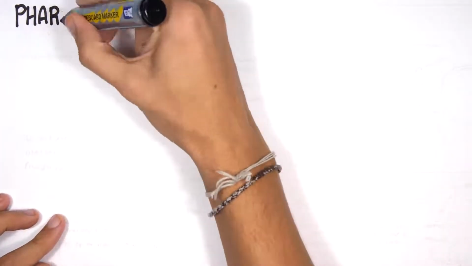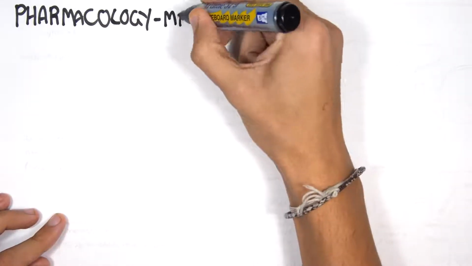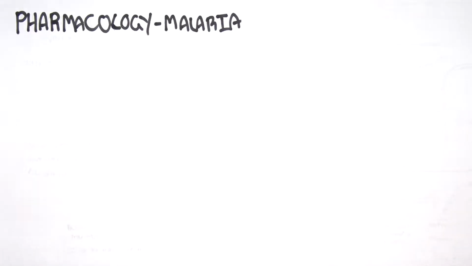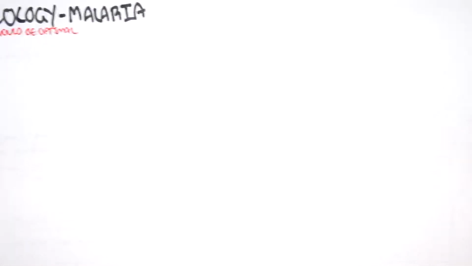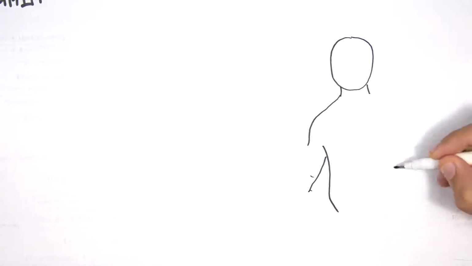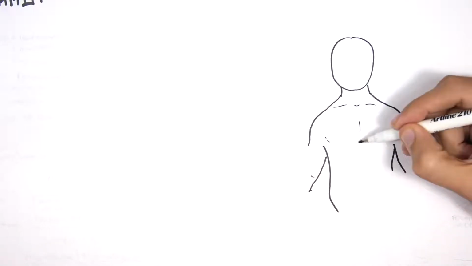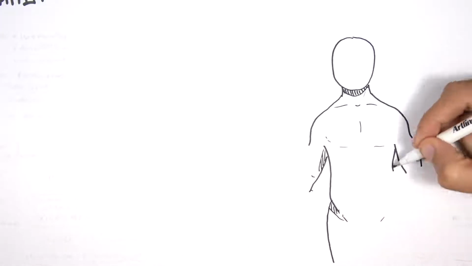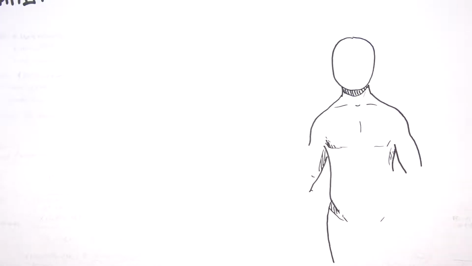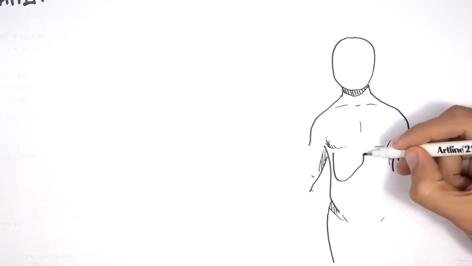In this video, we're going to look at the treatment of malaria, basically the pharmacology. So, of course, a vaccine would be optimal to prevent people from getting malaria, but developing a vaccine has a lot of difficulties: cost, the different strains of the Plasmodium species, and the ever-evolving mutations in the genetic material also play a role.